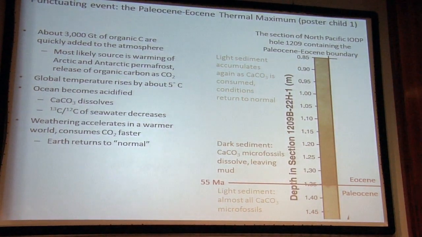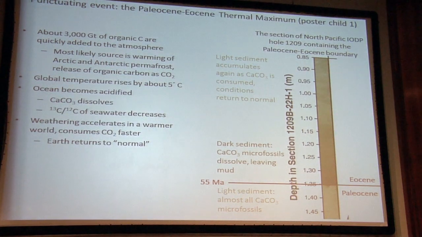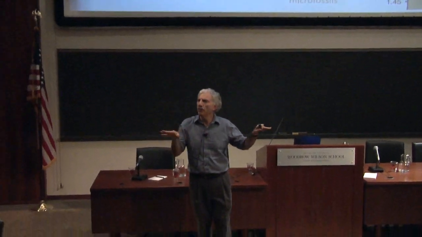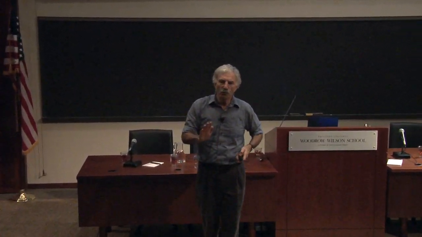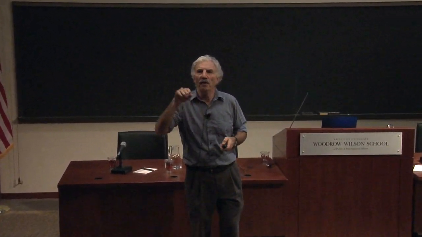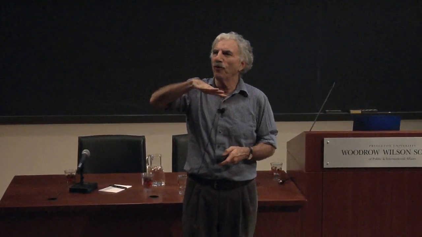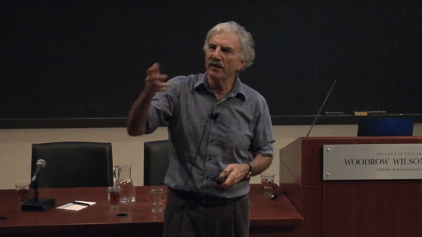In terms of what caused it, my favorite hypothesis is that there was permafrost, that there was no ice cover on Greenland and Antarctica, but there was permafrost. And as Earth was gradually warming, eventually temperatures reached a threshold so that the permafrost started melting, and then bacteria could eat the organic carbon in it and convert it to CO2.